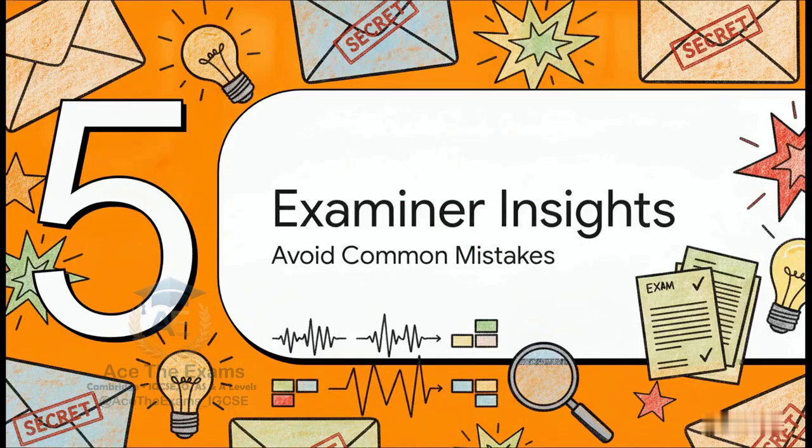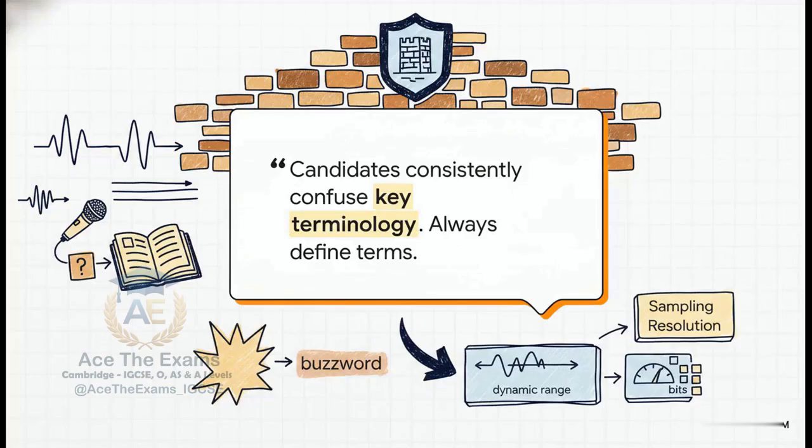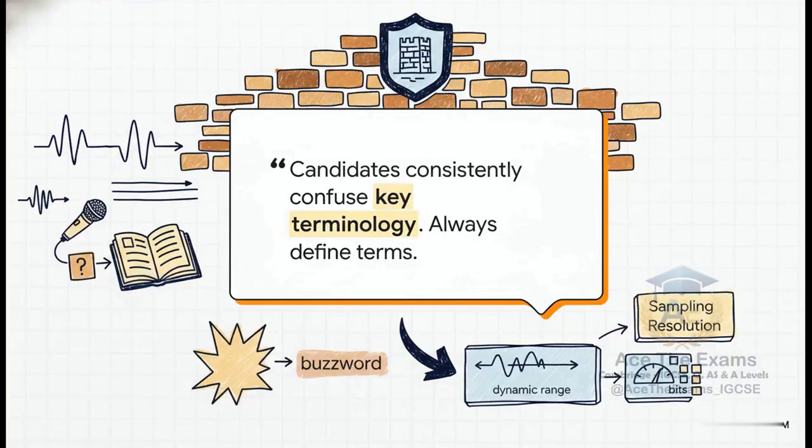Finally, Section 5, Principal Examiner Insights. Let's get the inside scoop. Let's move to our final system and see how this all builds together. We're going to build a rock-solid defense against losing marks by looking directly at the confidential Cambridge Principal Examiner reports. The Principal Examiner explicitly states this bold warning. Candidates consistently confuse key terminology. Always define terms before using them in extended responses.